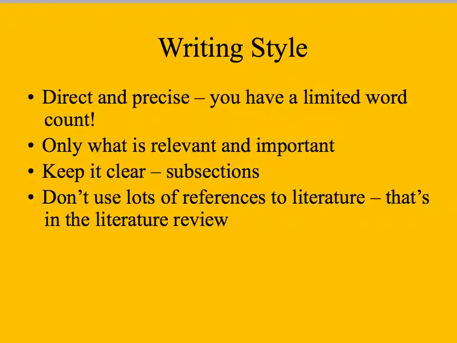Now, the writing style for a method section needs to be very direct and precise. So the idea is you're very much to the point, very relevant, very clear. Just use those 6 subsections, and there's no need to use lots and lots of references. Maybe only where you got the test from, and maybe just backing up. But you shouldn't be doing a whole literature review here. You've done that already. So just keep it to the point.